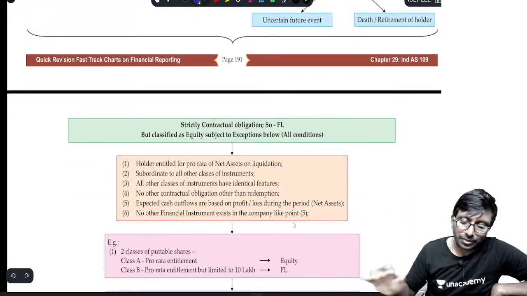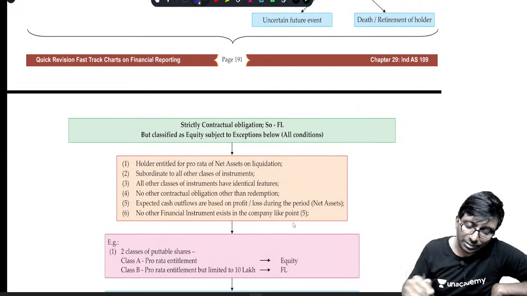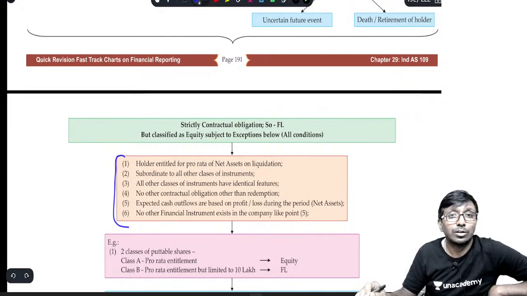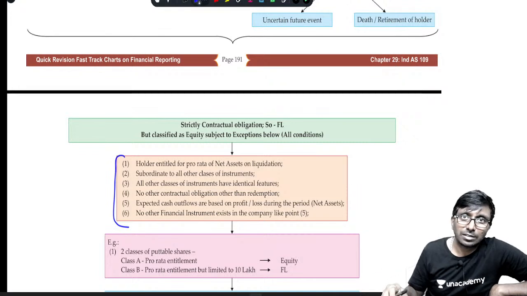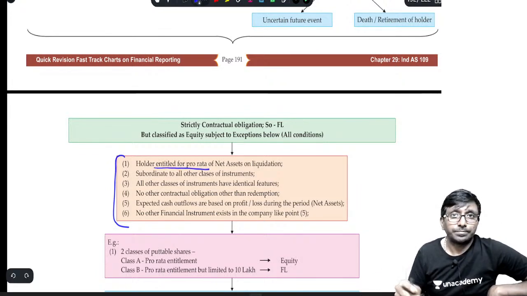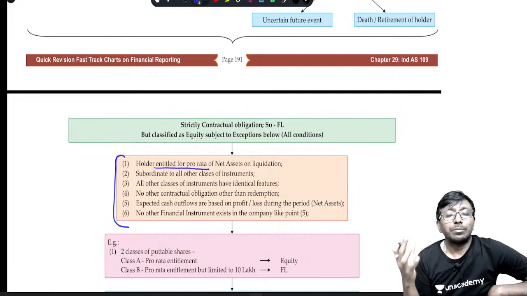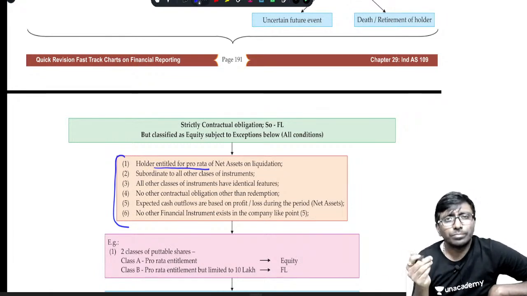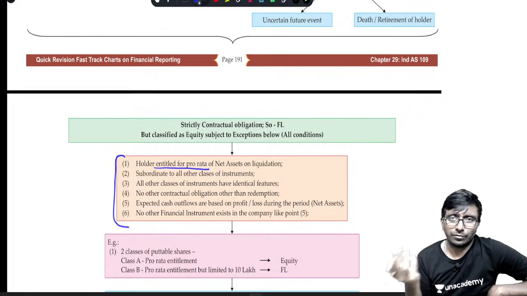Equity instrument, I told you, is subject to 6 conditions. These are all the 6 conditions which I have given here. Yes, the holder is entitled to a pro rata share of net assets. I am a unit holder, I will be getting pro rata. That is NAV, you know. NAV means net asset value, obviously.